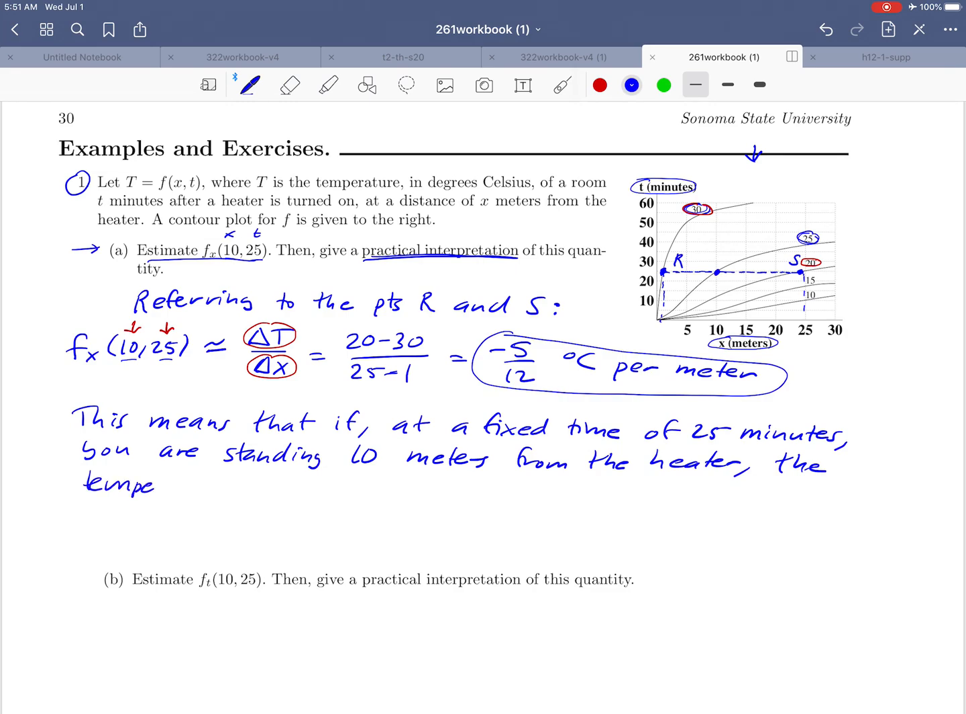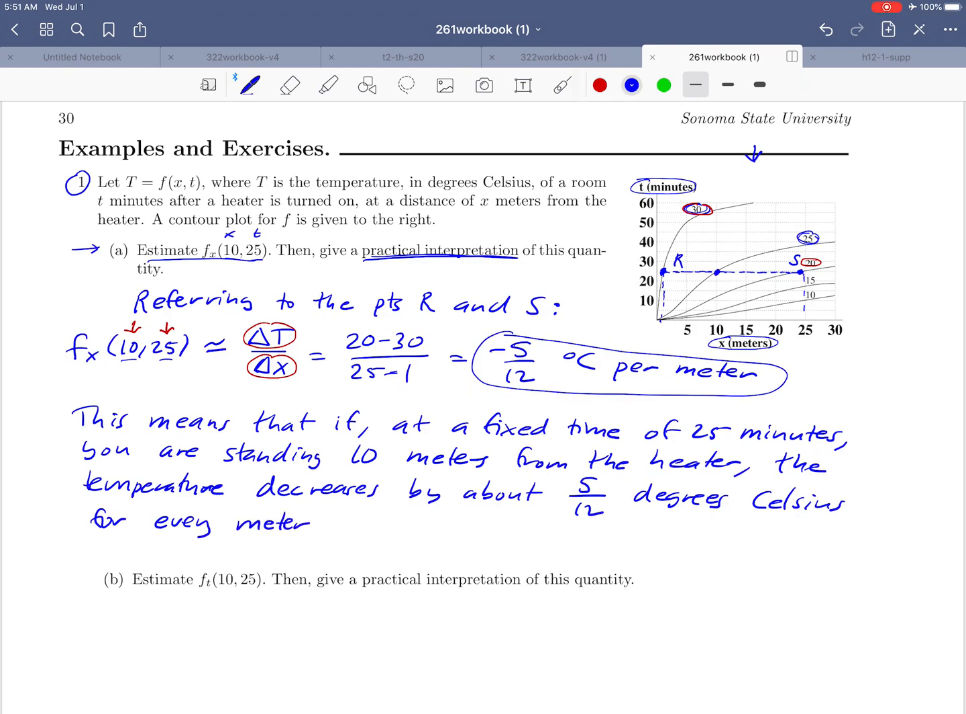The temperature decreases, and that's the negative that we're seeing in our derivative, by about 5/12 of a degree Celsius for every meter that we move away from the heater.